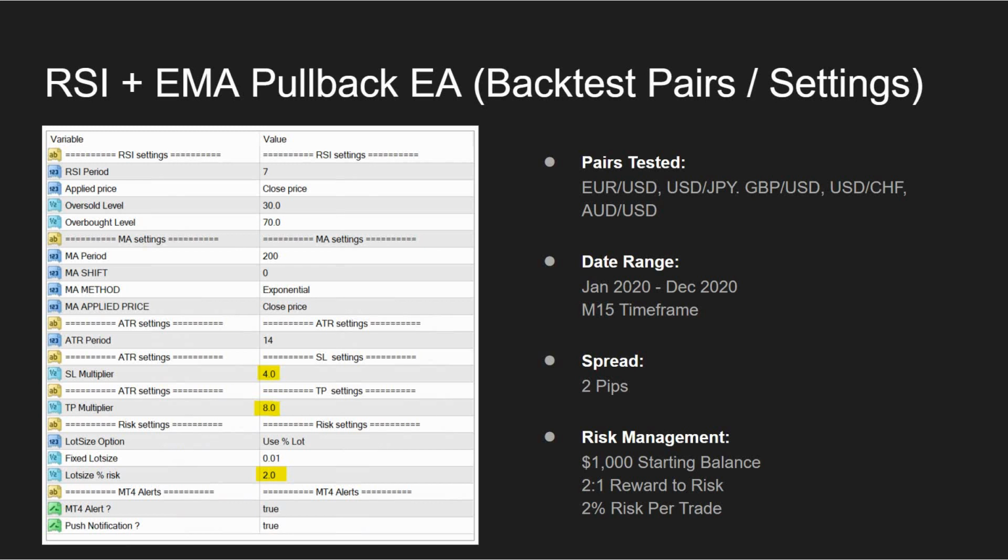Depending on your broker, I think 2 pips is quite generous, because most of these are major pairs, and you generally get between 1 and 1.5. So I think I've been a bit generous there in terms of the spread. I'm going with an account balance of $1,000, a 2-to-1 reward to risk, and a 2% risk per trade.